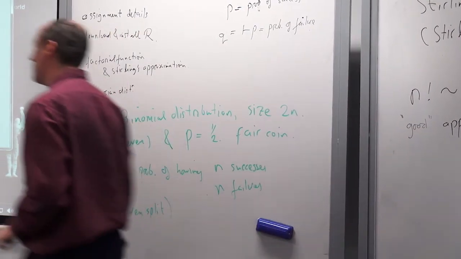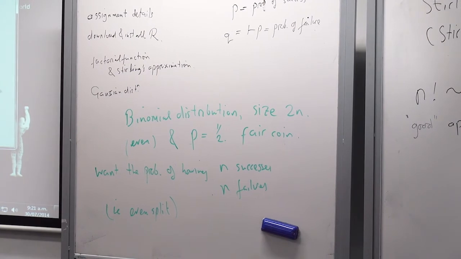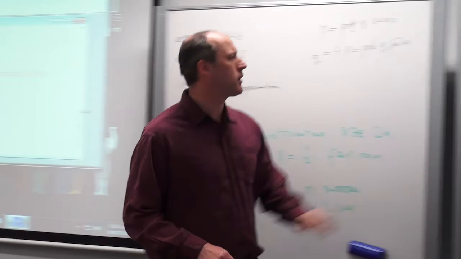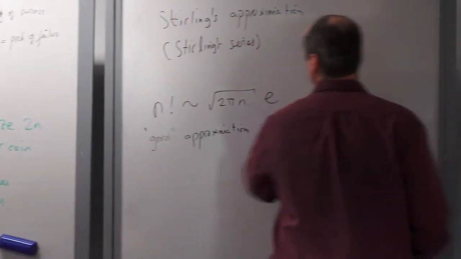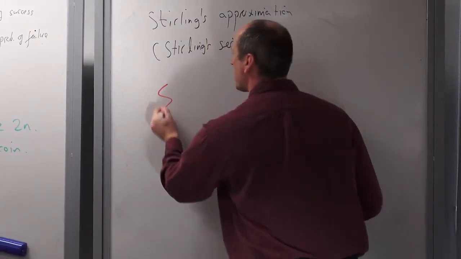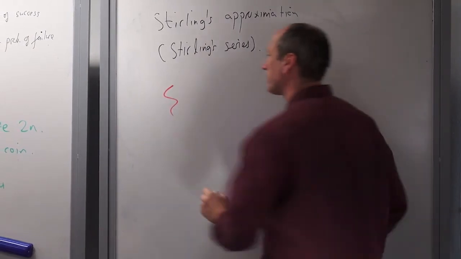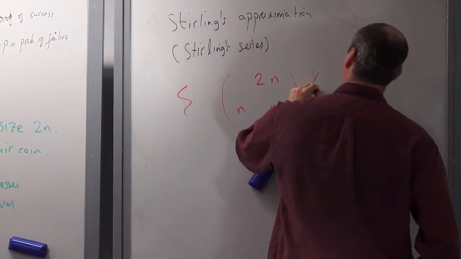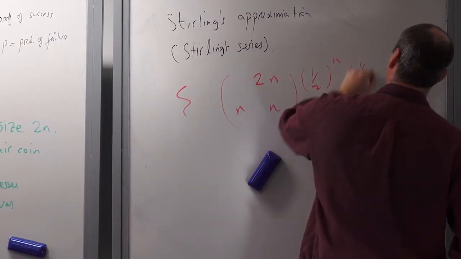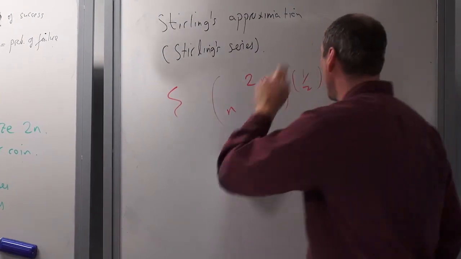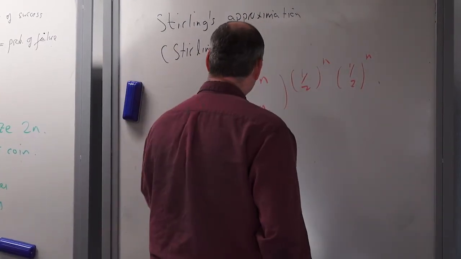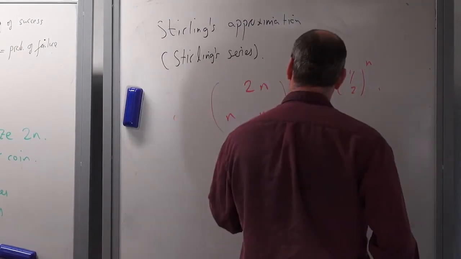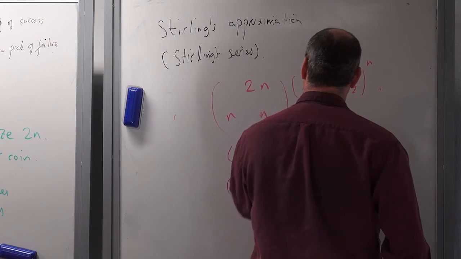Okay? Well, we can give an exact answer to that. But something quite remarkable happens when you apply Stirling's approximation. Is red visible? Okay. Well, it's 2n choose n, 1/2 to the power n, 1/2 to the power n. That's the answer. And I can even expand the choose function here. So it's 2n factorial over n factorial squared times 1/2 to the power 2n.